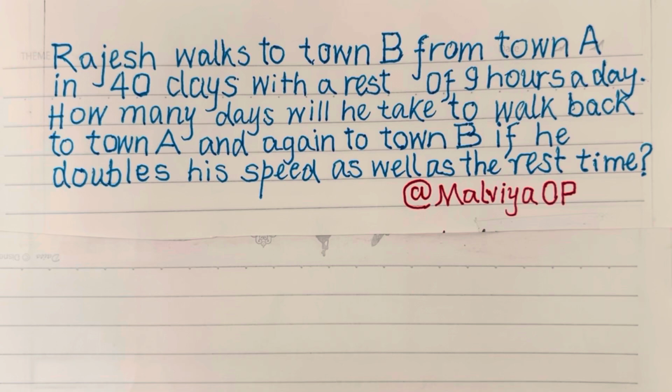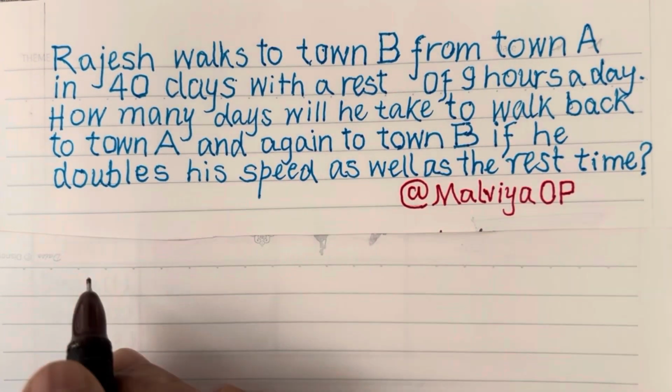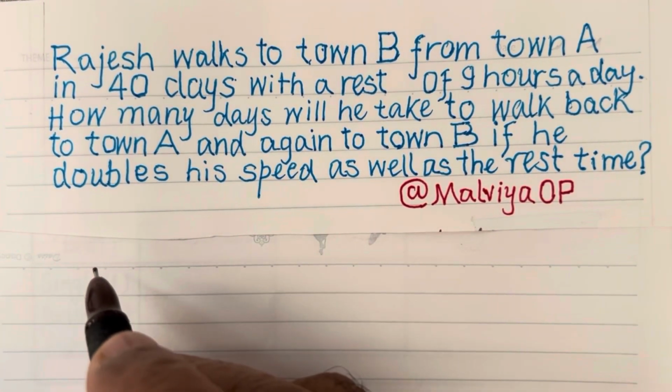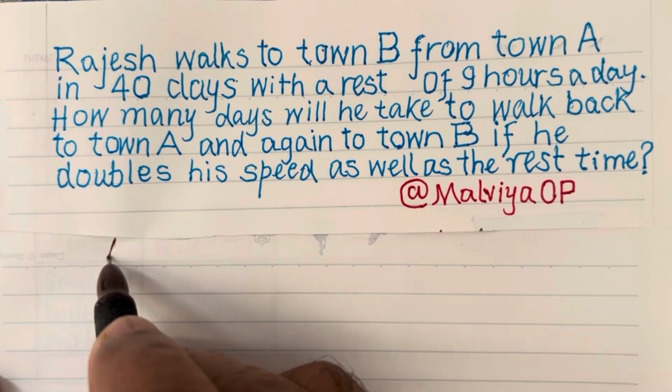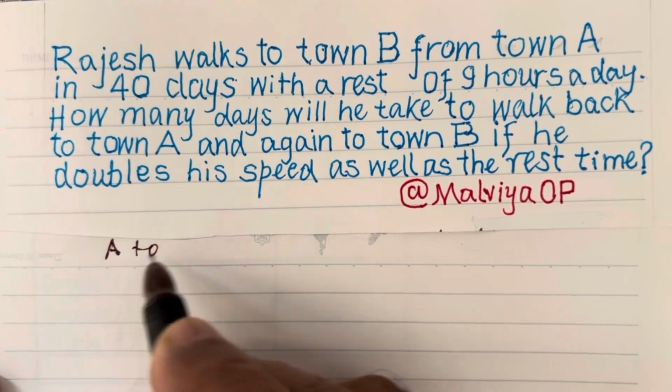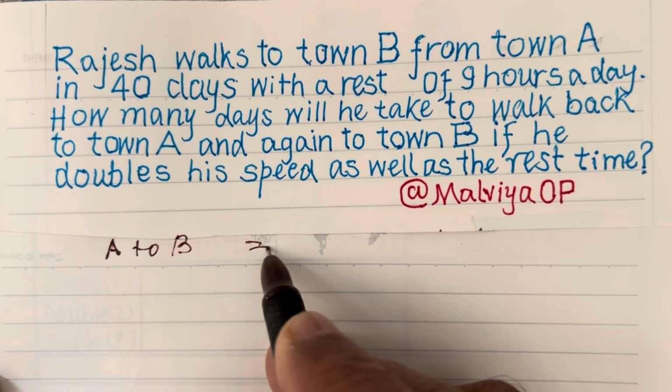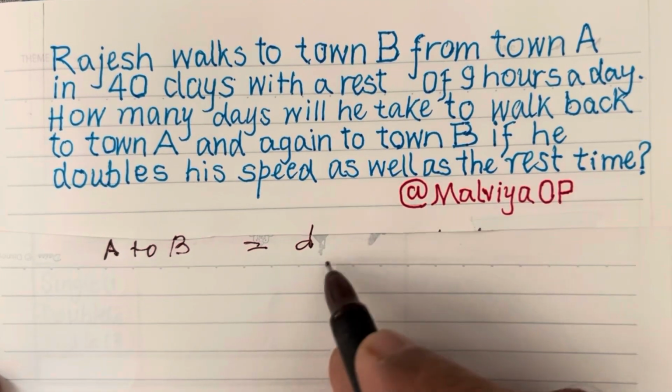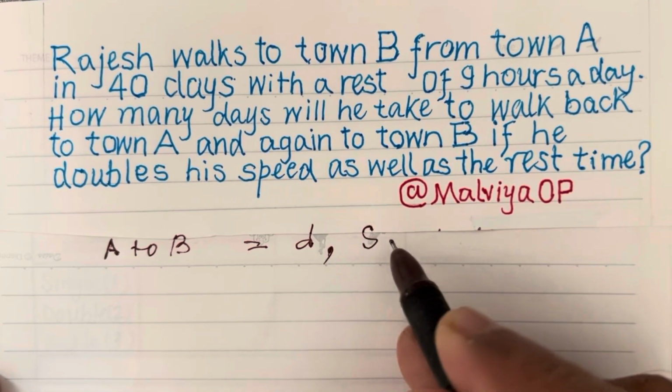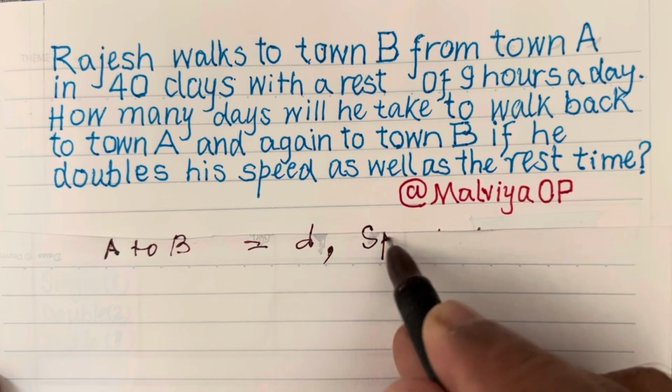Please read it carefully. Here, Rajesh walks from town A to town B in 40 days with a rest of 9 hours a day. So we can take the distance from A to B equal to D, and the speed of walk is S.